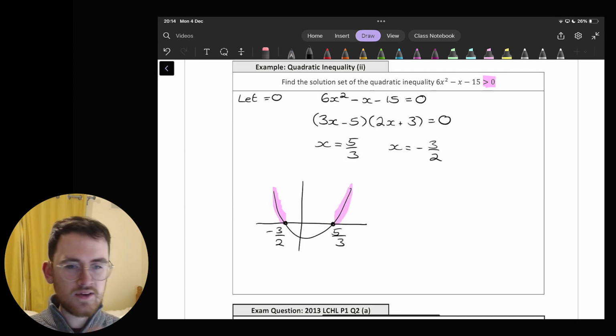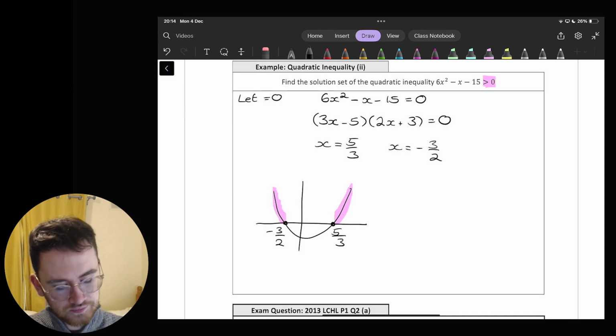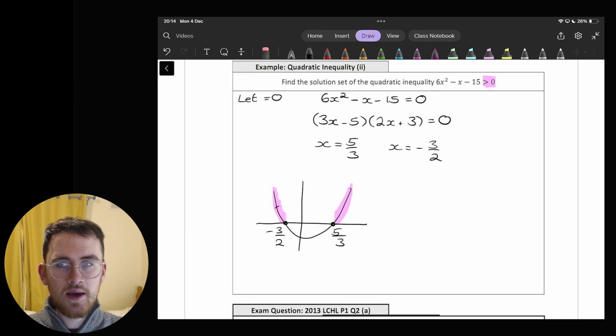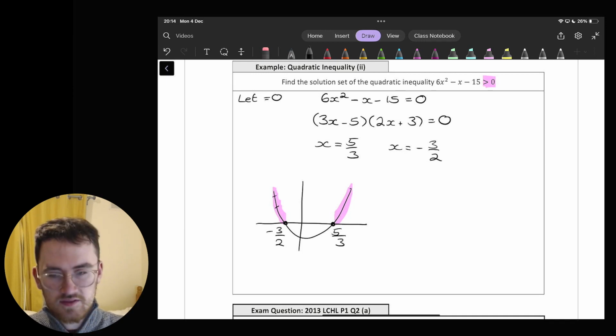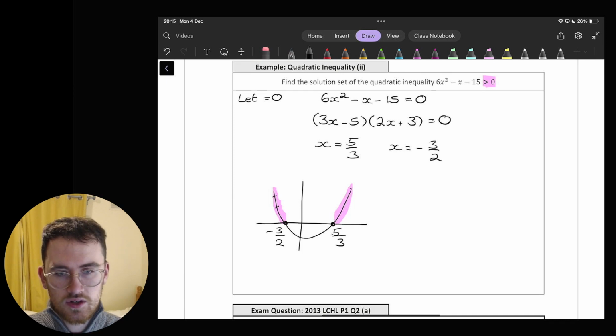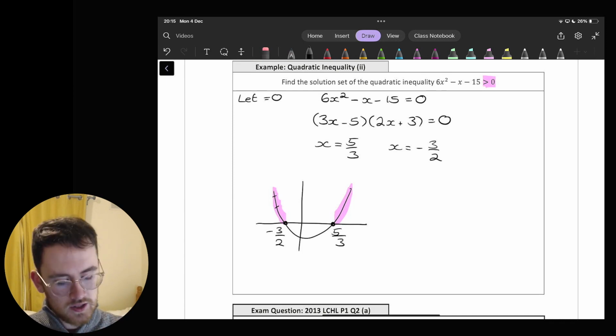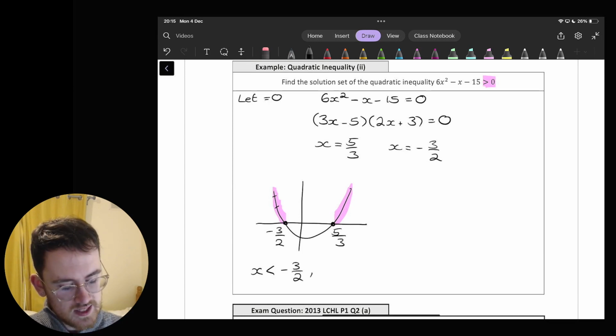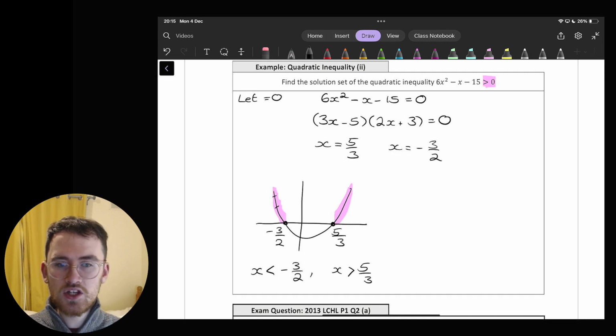So what this means for me, if you think about what it means here, the values on the left-hand side that I'm including would be values like minus 2, minus 5 over 2, minus 7 over 2. Values that are smaller than my minus 3 over 2. So I'm allowed to include values less than minus 3 over 2. Similarly, on the right-hand side, I'm allowed to include values that are greater than 5 over 3.